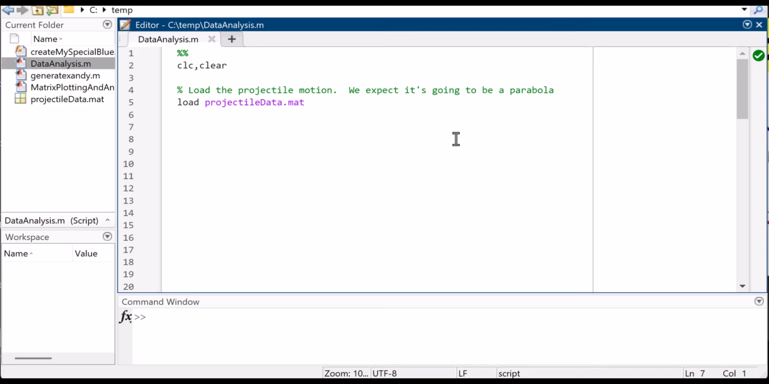Okay, we're going to do some data analysis now. I want to show you some cool stuff you can do with polyfit and polyval. I made some projectile data and then I noised it up.